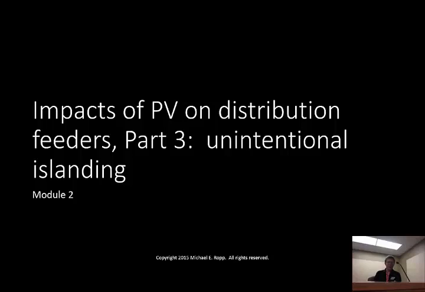All right, well, the next section that we're going to talk about deals with unintentional islands. We're going to look at a case where we're going to take a section of the system that's got its own sources and loads and cut it off when we don't want to. So did anybody have any questions before we got launched back into this?